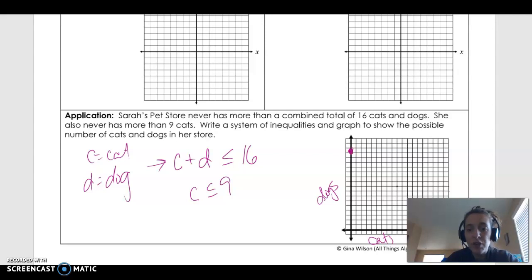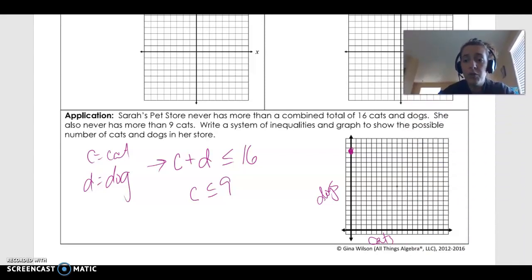I can't really draw that because of where my webcam is. Oh, there we go, we'll move the webcam a little bit. And so I've got 16 cats. 1, 2, 3, 4, 5, 6, 7, 8, 9, 10, 11, 12, 13, 14, 15, 16. Again, I have a solid line because I have this equal to part. So I can go ahead and do that, and then I can shade below that.